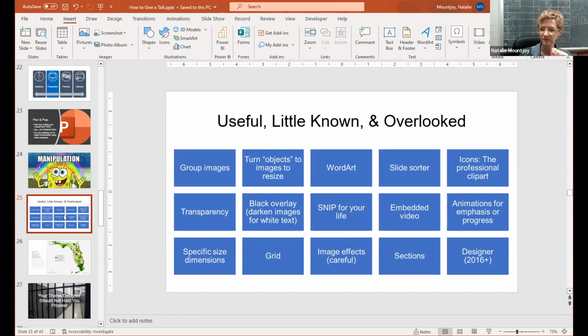I use the snip tool all the time. That is not unique to PowerPoint, but because you can insert anything that you would like as a separate image, it does increase the functionality. The embedded video functions are great, depending on what you want to show, if you have videos that you think are important. We've talked about animations a little bit. Oh, the specific size dimensions are really nice.